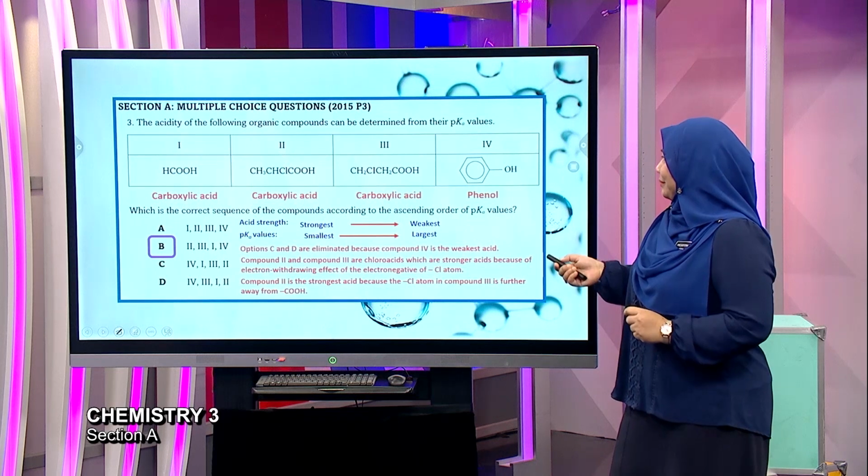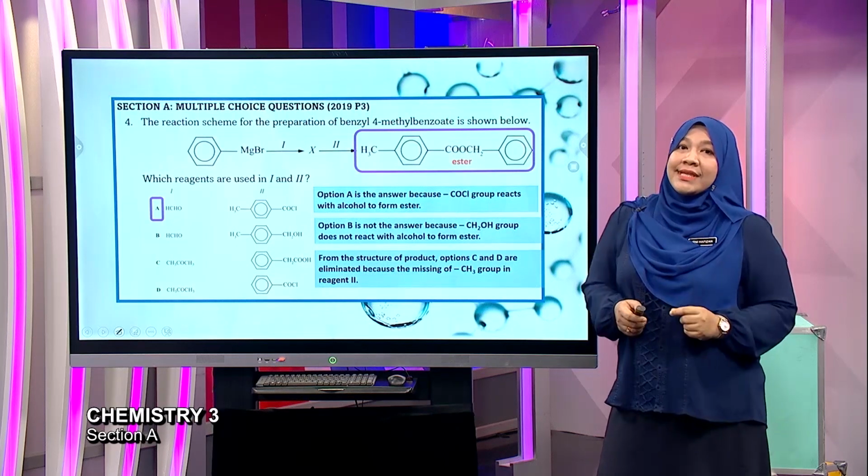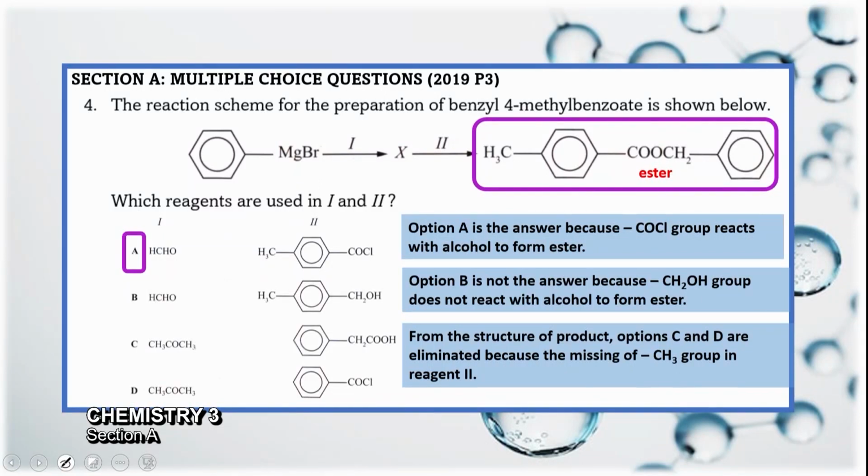Yes. All right. Next, we move on to the other objective question. This is from 2019. Reaction scheme for the preparation of benzyl 4-methyl benzoate is shown below. Which reagents are used in 1 and 2? The reaction scheme is given to you. What are you going to do with the reaction scheme? So here we can see the starting material is a Grignard reagent, which undergoes reaction to form X, and then the final product is an ester. So here the correct 1 and 2 are A.